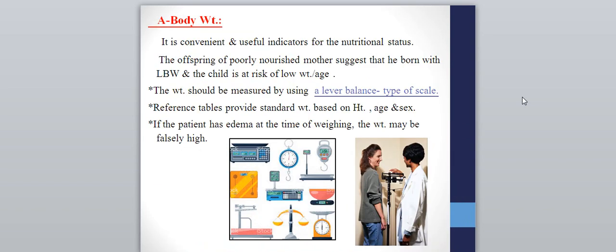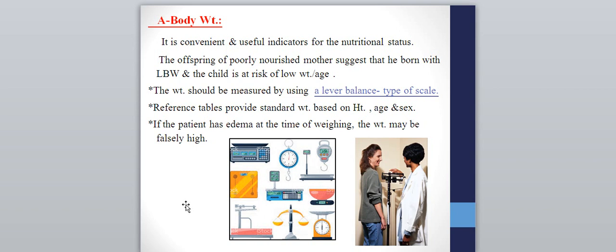Regarding body weight, it is a simple, convenient, and useful indicator of nutritional status. The offspring of a malnourished or poorly nourished mother also have low birth weight. They are born with a very low birth weight, and the child here is at great risk for many diseases because of decreased weight for age. The weight should be measured using a lever balance type scale like this one. This is the optimal scale, and we have other scales, automatic and different scales, hanging ones, and so on.